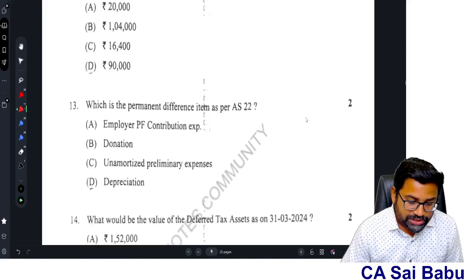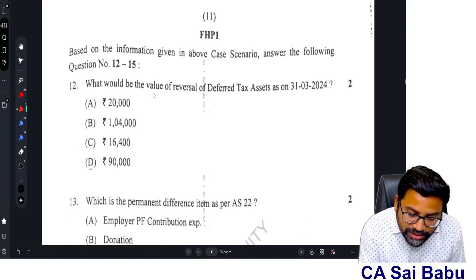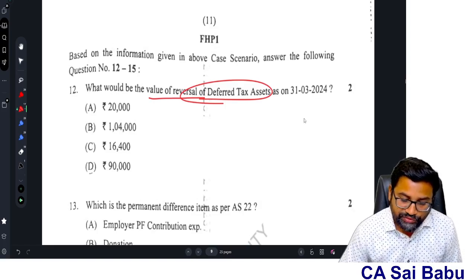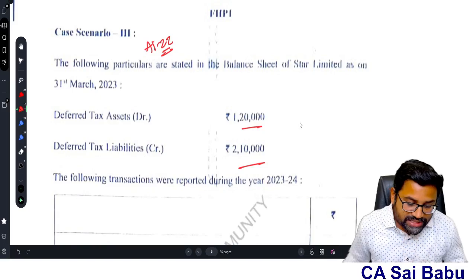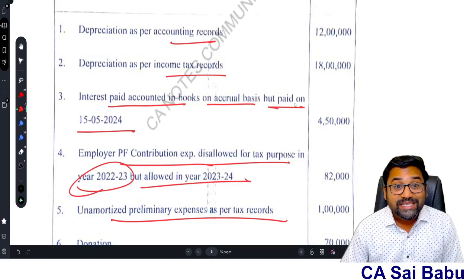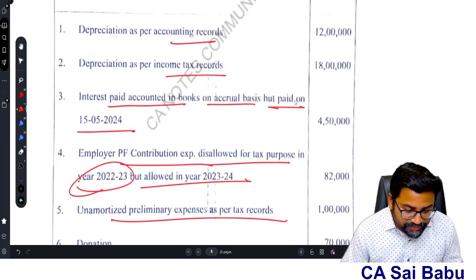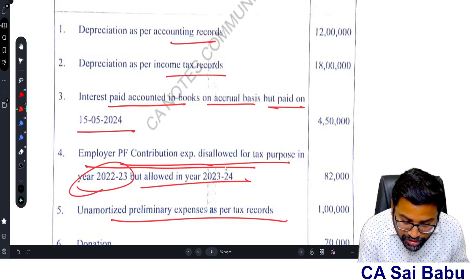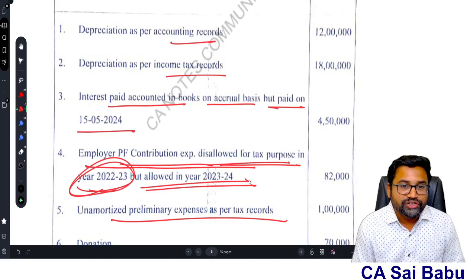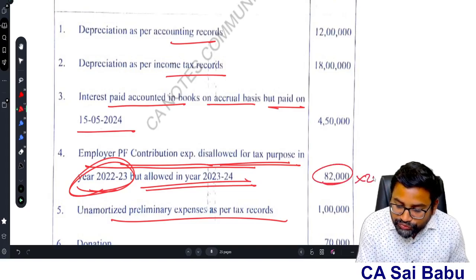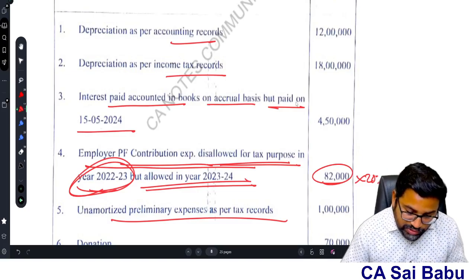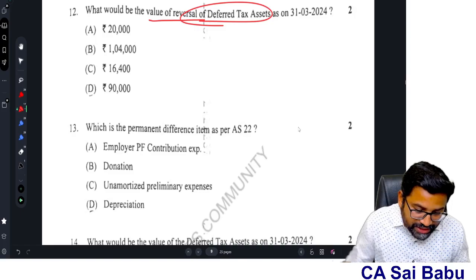Tax rate 20%. Now what they are asking, what would be the value of reversal of deferred tax asset as on 31st March 2024? Already in the beginning there is a deferred tax asset of 1,20,000. Out of this 1,20,000, which one is giving reversal of DTA? I think reversal of DTA is this one: employer PF contribution expenses disallowed for tax purpose in 22-23 but allowed in the year 23-24. Therefore 82,000 into 20%, that will be 16,400. I think that is the reversal of DTA.